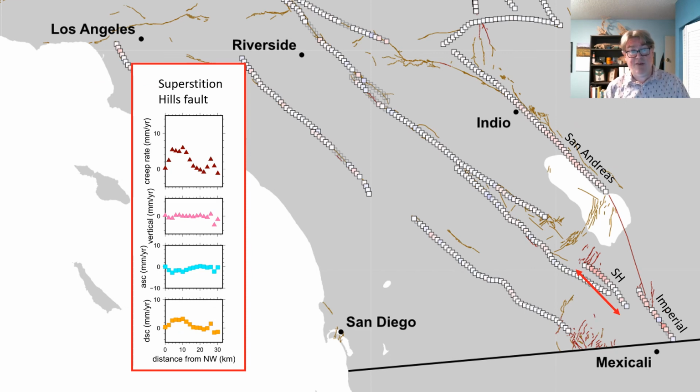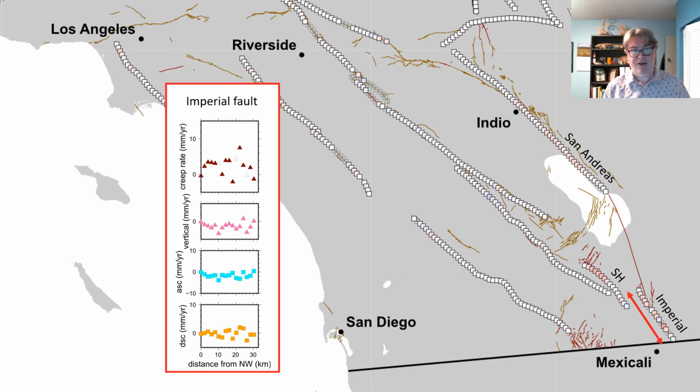Down here on the Superstition Hills, where creep events have been observed, we see about 5 to 6 millimeters a year of creep. And down by the Imperial Fault, we could potentially argue for around 2 to 4 millimeters a year of creep, although the signal is rather noisy.